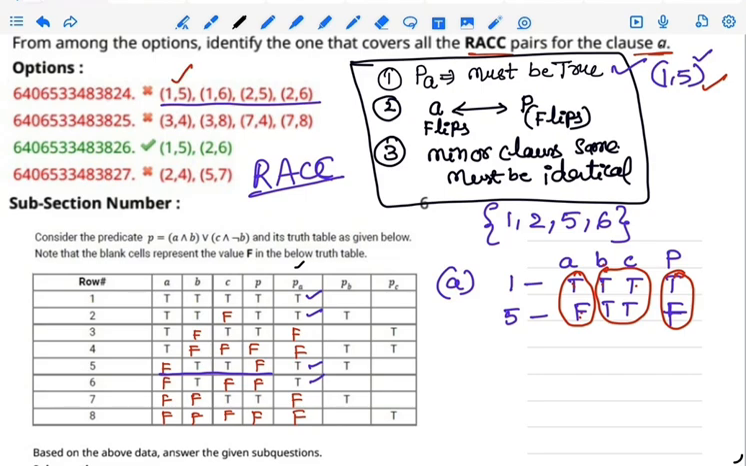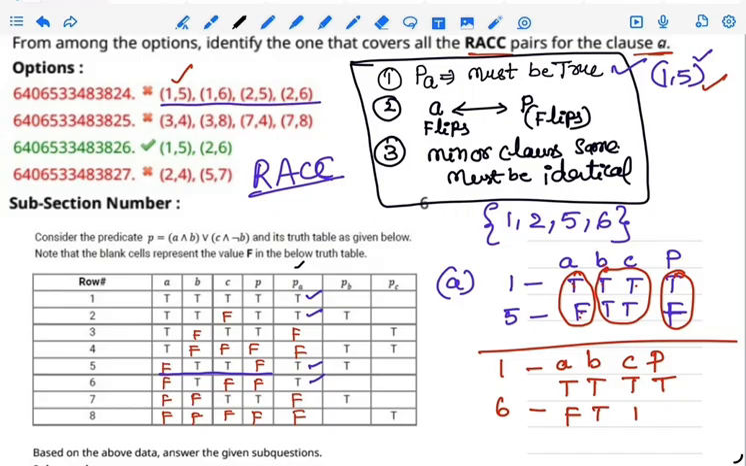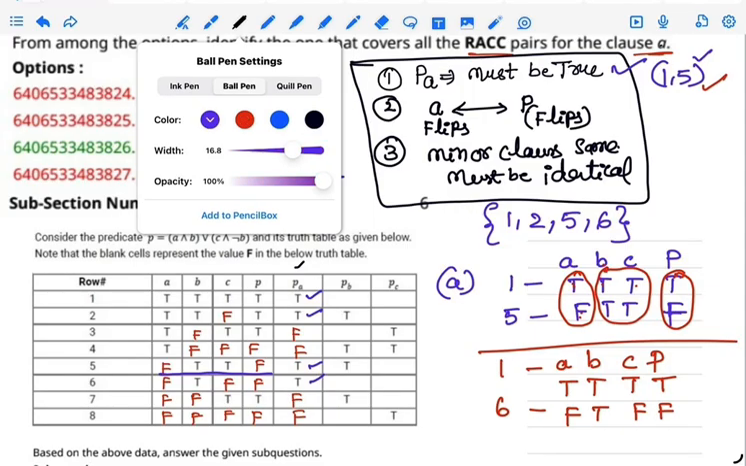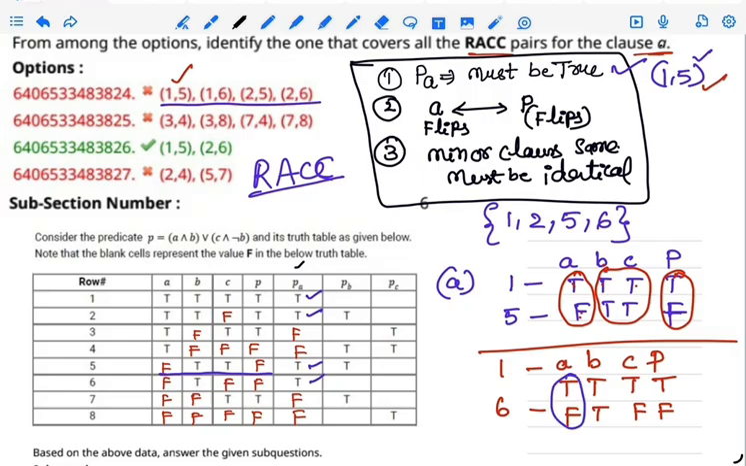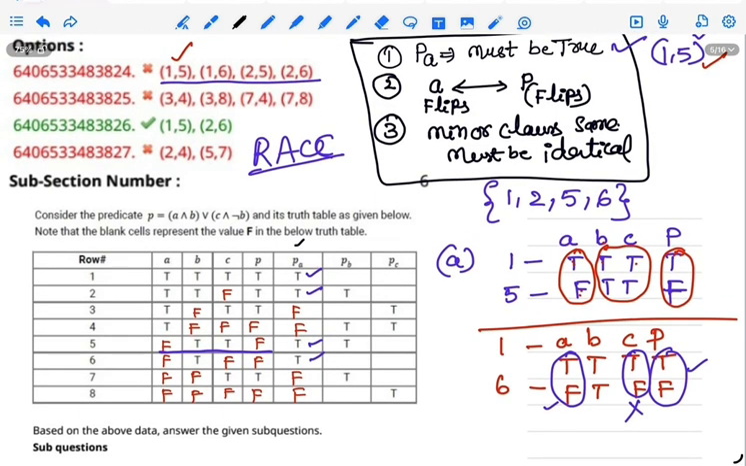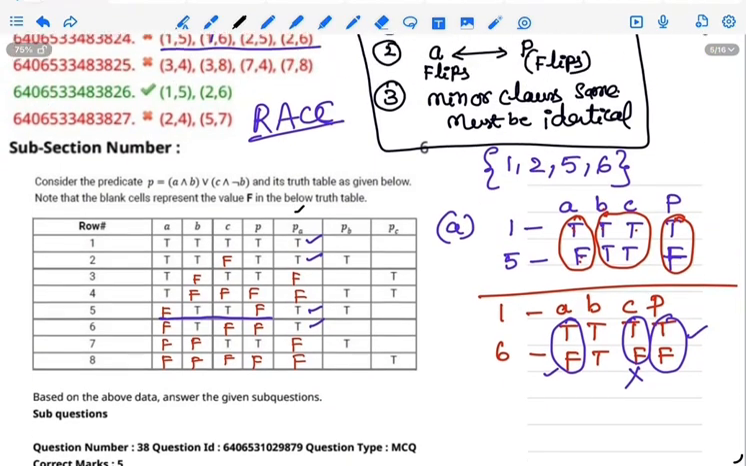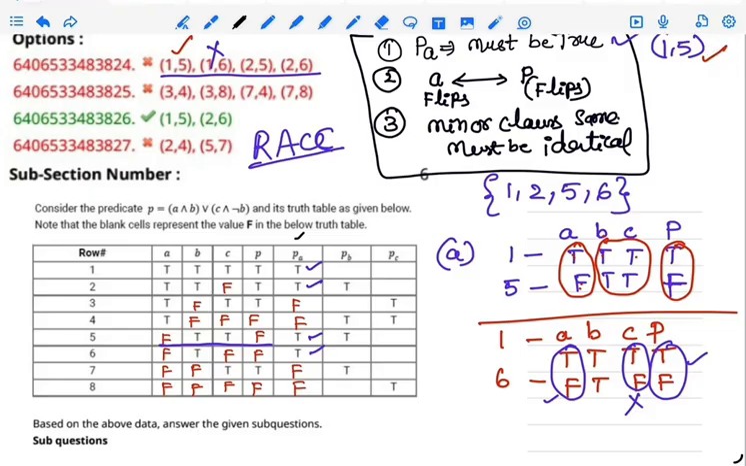So next one, 1, 6. So 1 is A, B, C, predicate: true, true, true, true. And 6 is false, true, false, false. A flips, right, correct. P flips, but C is different, right? C is not identical in 1 and 6. So 1, 6 is not a pair. So this is not the correct option.